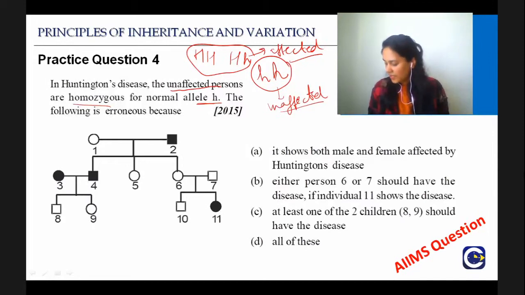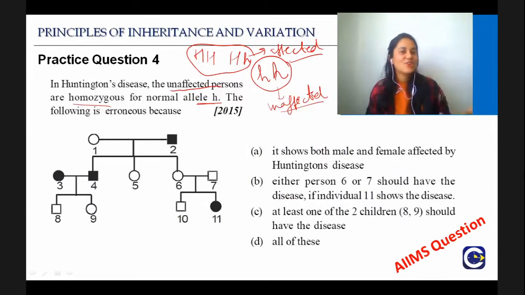So read the question again. The following is erroneous because. Okay, all of you are answering D, all of these. But as soon as I said that, I saw one retracted message. Don't think that if you are answering a different answer, you are wrong, because you were completely right. And I know the student already knows who I am talking about.